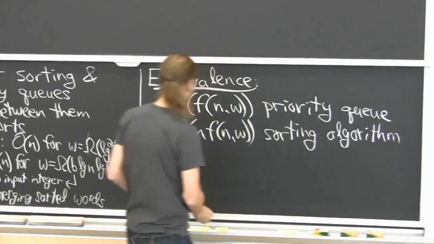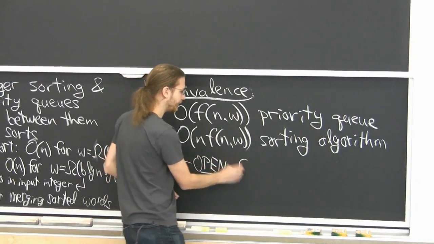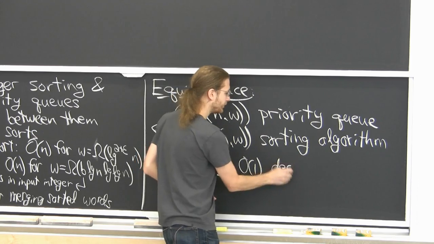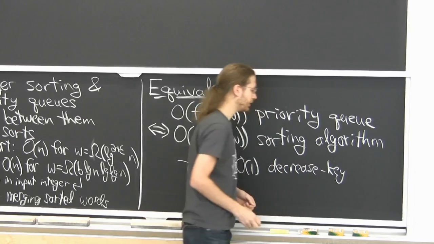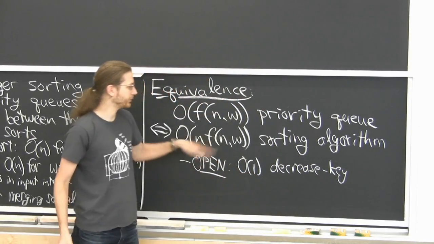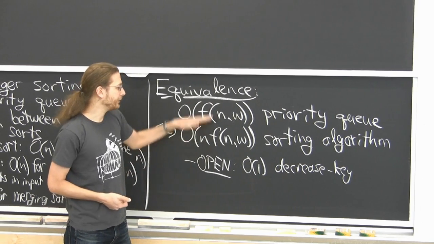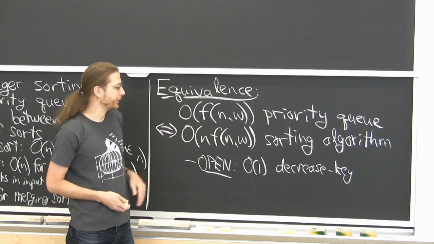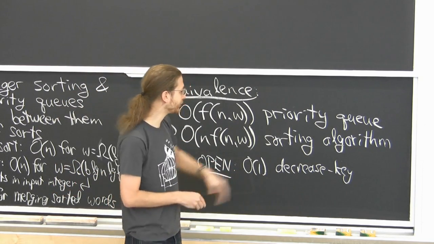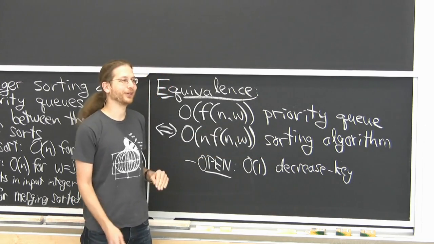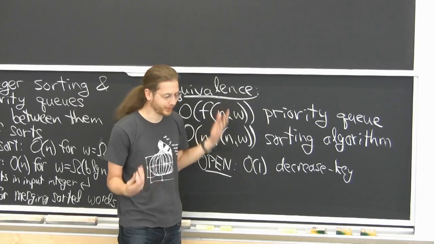Let's see, there's an interesting open problem here. Can you get constant time decrease key? And ideally also insertion. But decrease key would be handy because this would be useful in this reduction. If you have a sorting algorithm, to get a priority queue with constant time decrease key, that would have applications to Dijkstra's algorithm. Of course, if you can sort in linear time, then everything can be done in constant time. So this is not the most interesting open problem, but it would be a step in that direction.